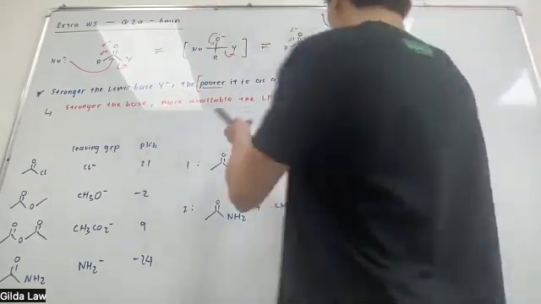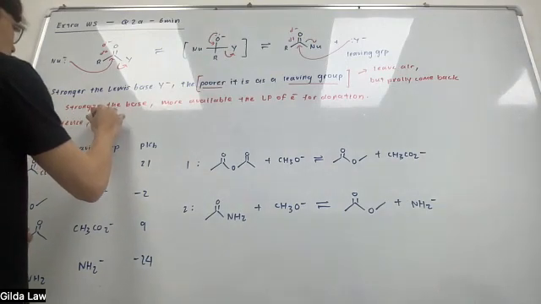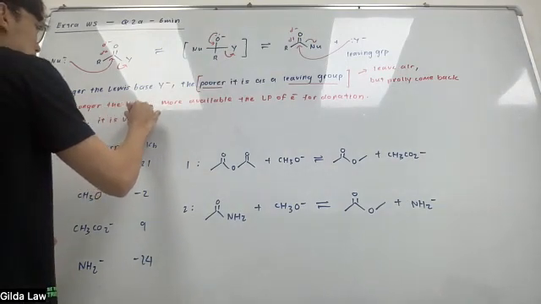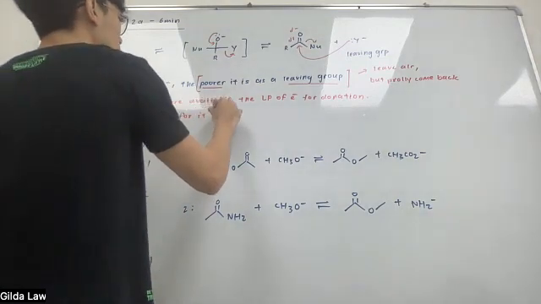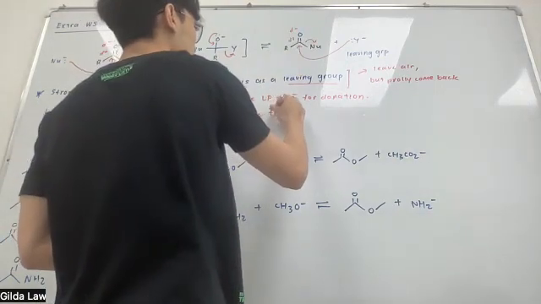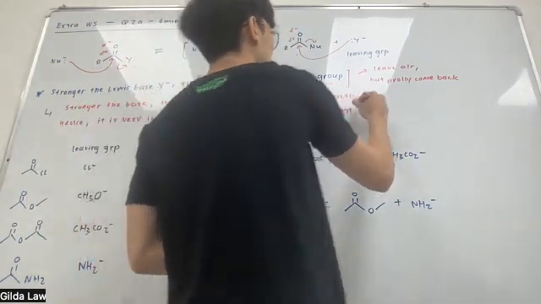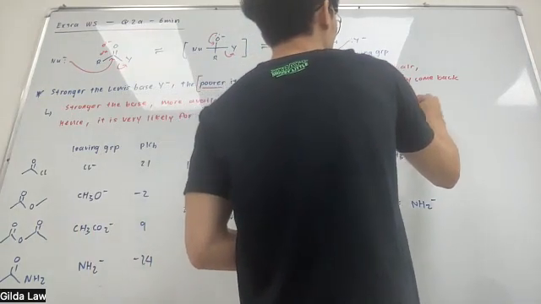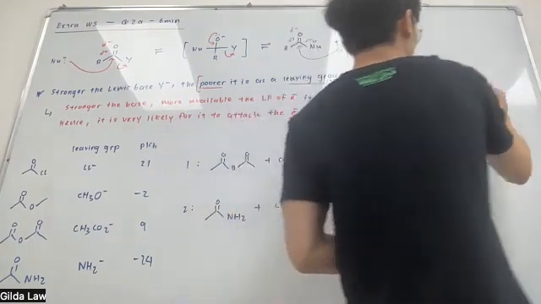So over here, if it is more available for donation, hence, it is very likely to attack the electron deficient carbon atom, reforming the starting compound. This is the main part you need to write.